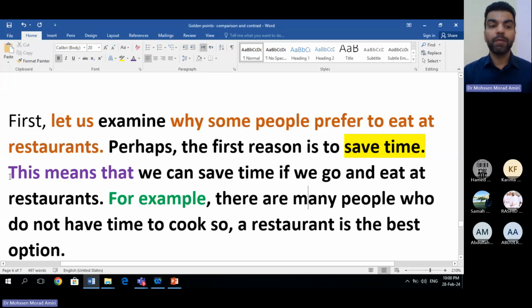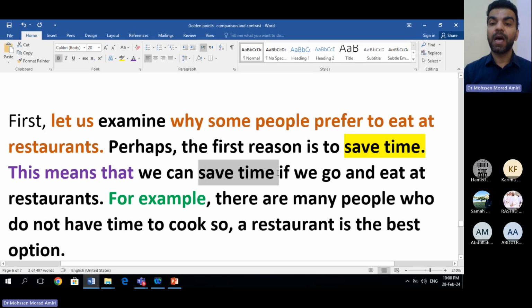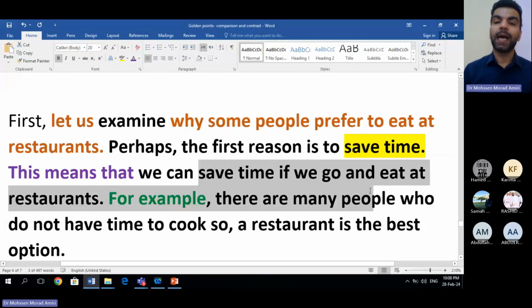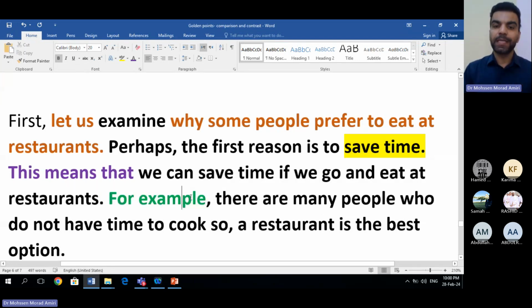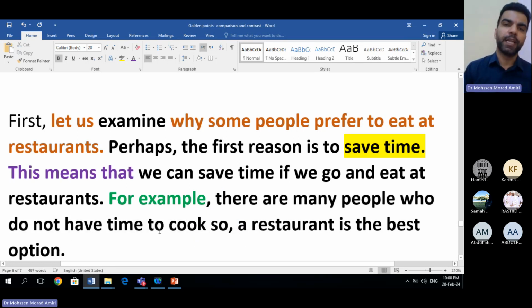This is a very, very nice phrase. This means that. It means we can save time if we go and eat at a restaurant. For example, now I'm giving more clarification. For example, there are many people or many students who do not have time to cook. So a restaurant is the best option or solution.